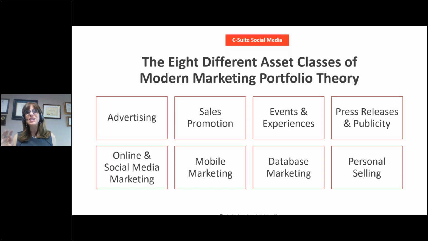Number four is press releases and publicity. I actually had a client this week say, you know what, I don't believe so much in press releases. Do they have value? Yes, absolutely, they do have value. Press releases are content that you are authoring yourself. Publicity is more of that kind of earned media where someone is doing a story about you.